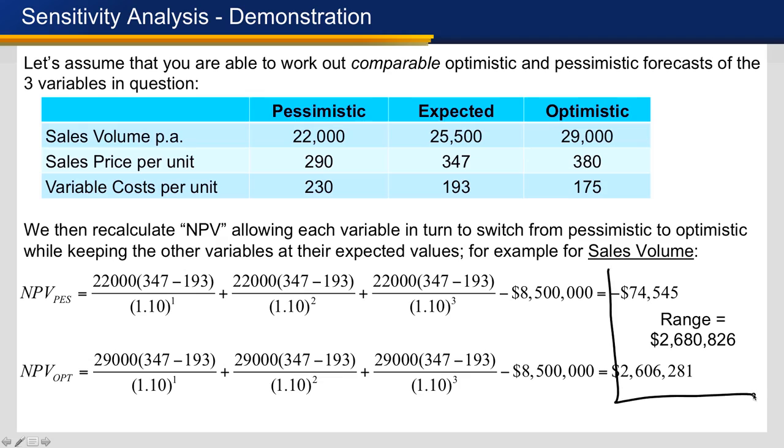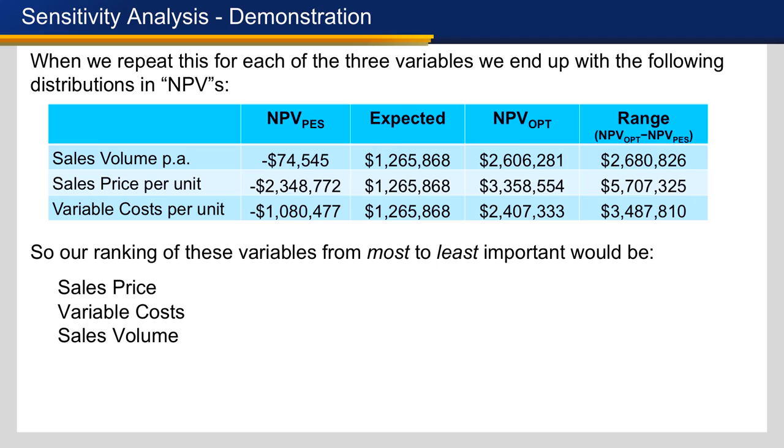So subtract minus $74,545 from $2,606,000, and we end up with a range of $2,680,000. Now what that reflects is the sensitivity of the project to moving between optimistic and pessimistic estimates. When we repeat this for each of the three variables, moving between optimistic and pessimistic whilst keeping the other two variables at their expected values, we end up with these ranges of NPV estimates.